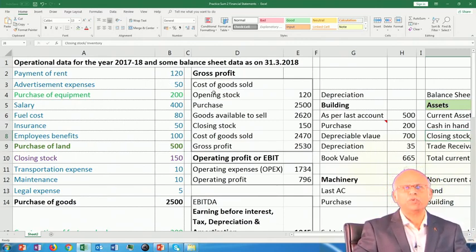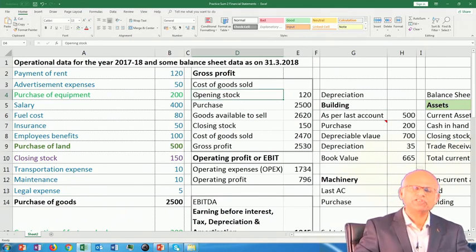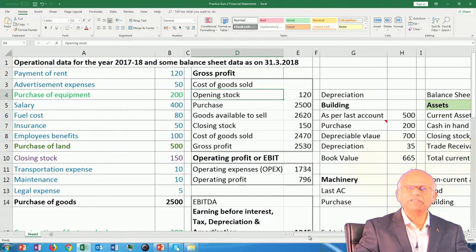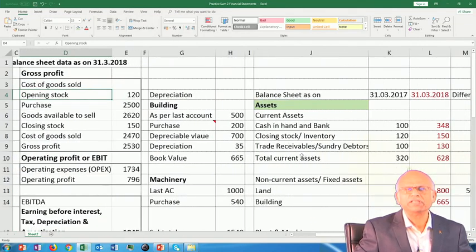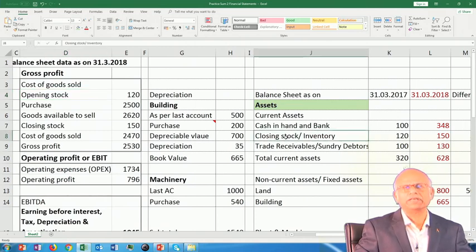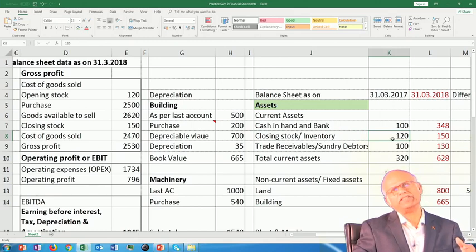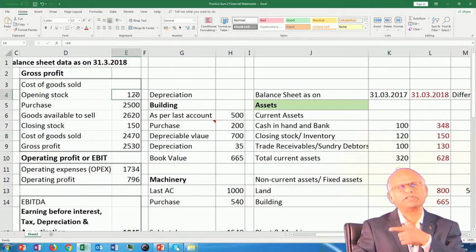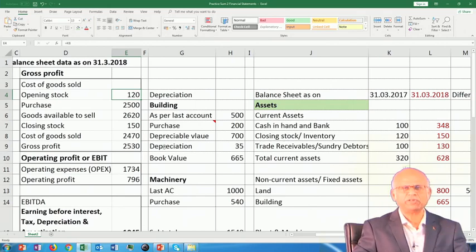So, let us see here. Where do you get opening stock? I have already explained that opening stock is the closing stock of the previous year. So, you have to go to the previous year's balance sheet to find the opening stock. This is the previous year's closing stock, and that happens to be your opening stock this year. This is as on 31st March 2017. So, this is the closing stock as on 31st March 2017. This happens to be the opening stock as on 1st of April 2017, which means the opening stock of the current year. So, opening stock is exactly equal to the closing stock of the previous year. Everything has been done with formulas and links, so that you can practice. I will send this also to the registered members, so you can practice that way.